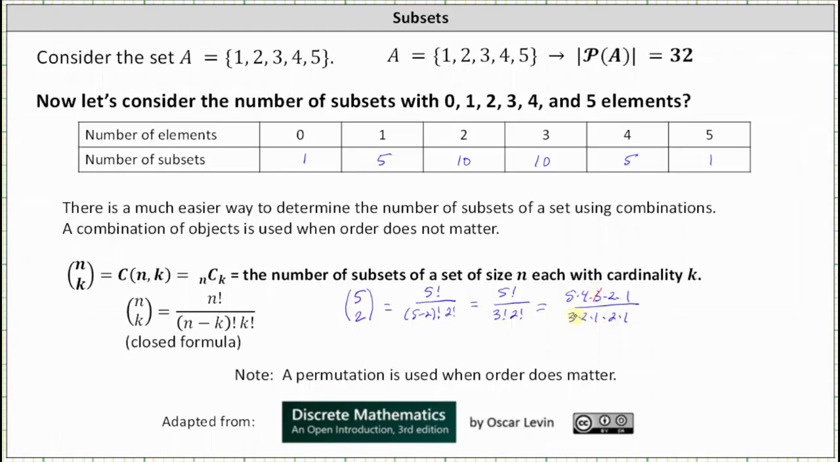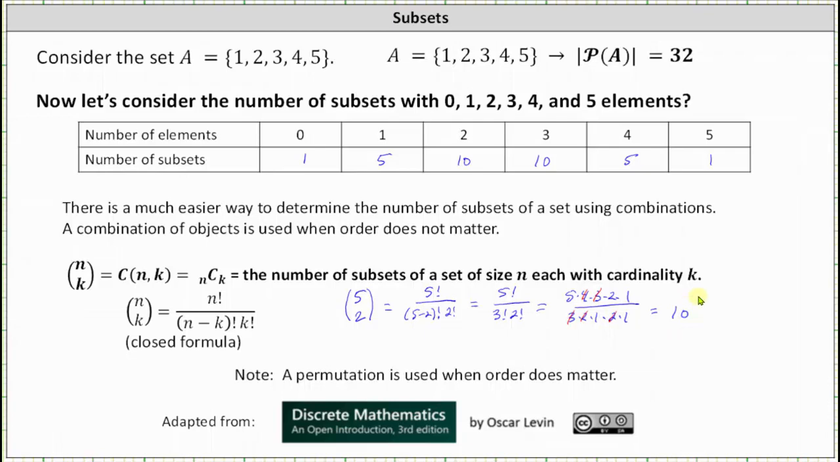3 divided by 3 simplifies to 1. Notice in the denominator we have 2 times 2, which is 4. 2 times 2 simplifies to 1 in the denominator, and the 4 in the numerator simplifies to 1. Notice how this does leave us with 5 times 2, or 10, which is what we expected from the table. Set A has 10 subsets with cardinality 2, or 10 subsets with 2 elements.